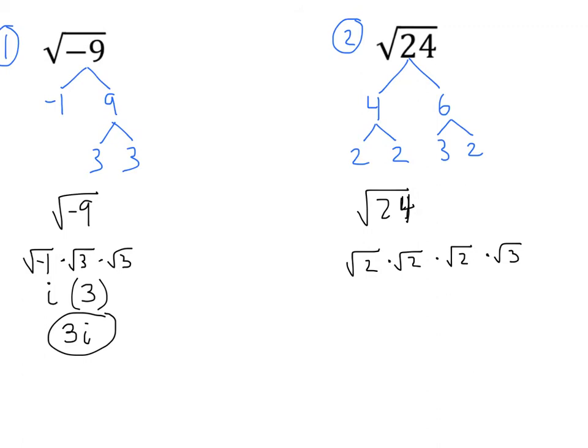Right? And let's see if we can simplify this. Well, what's the square root of 2 times the square root of 2? Well, by definition, that is 2. And then we can still simplify this. The multiplication property tells us the square root of 2 times the square root of 3 would be the square root of 6. So this would be 2 radical 6 is my answer.